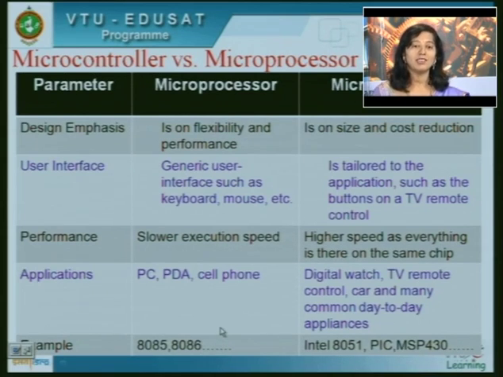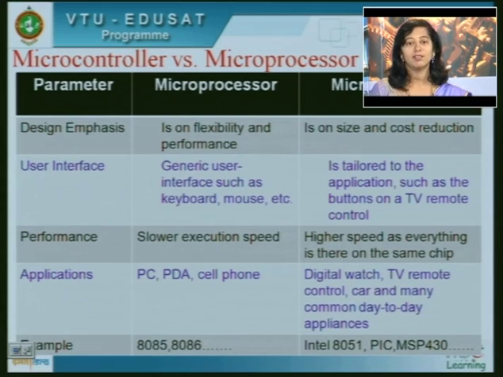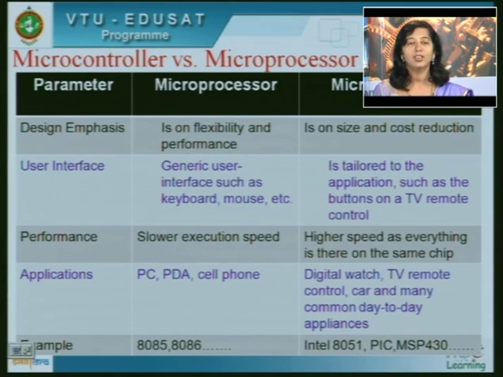Finally, the applications, just some example applications I am telling. PC, the personal digital assistant or PDA, the cell phone are some of the applications of microprocessor, whereas a digital watch, TV remote control or any remote control for that matter, garage, car remote control and all so many other common day-to-day appliances are fitted with microcontrollers. So, these are the fundamental differences.